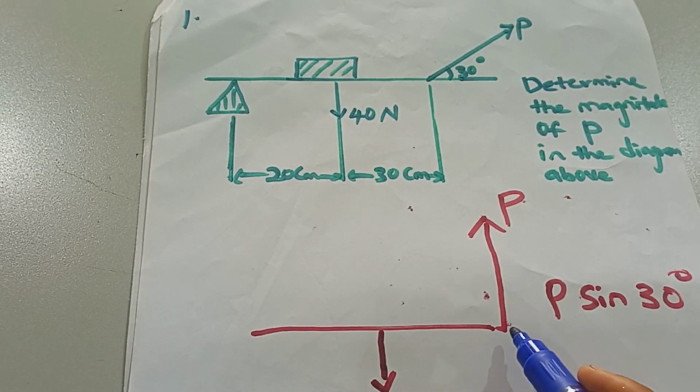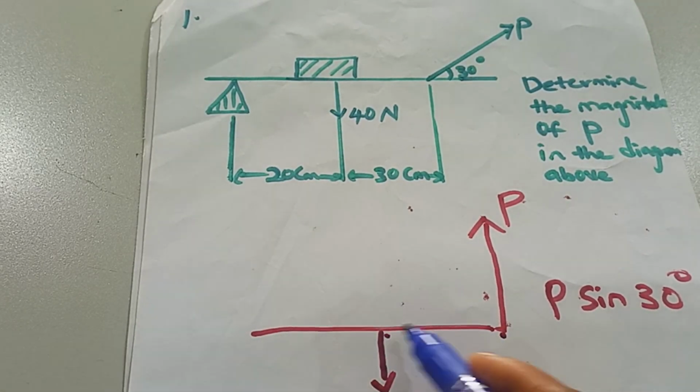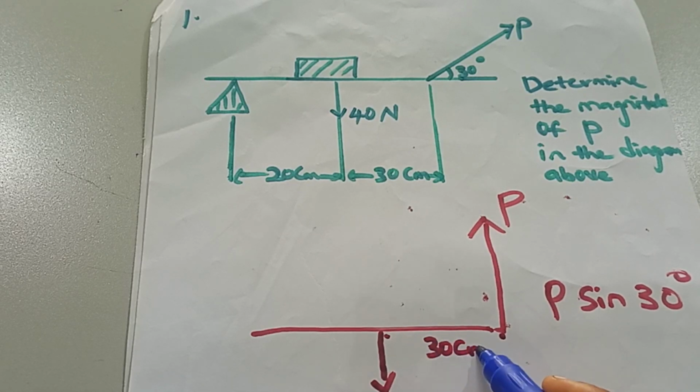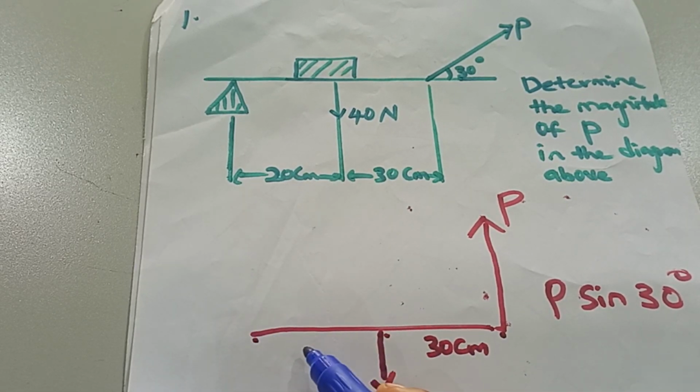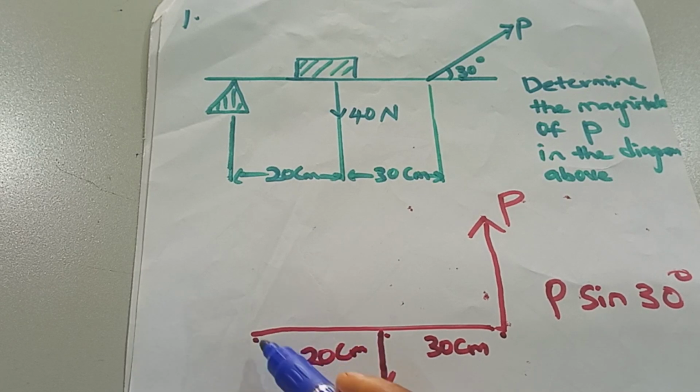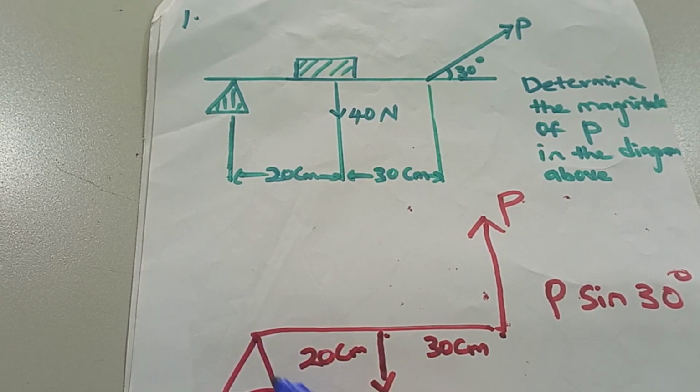Now, we have another force here, which is 40 Newton. And then the distance from this point to this point is 30 cm. The distance from this point to this point is 20 cm. Then we have the pivot here. Please, we take moment about the pivot.